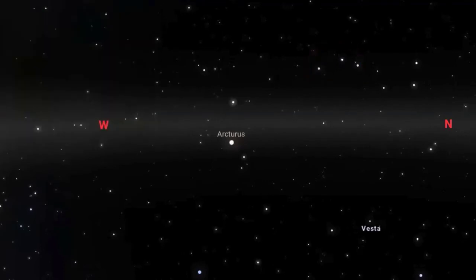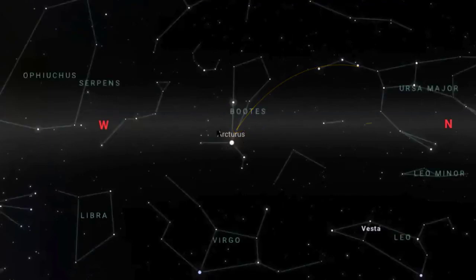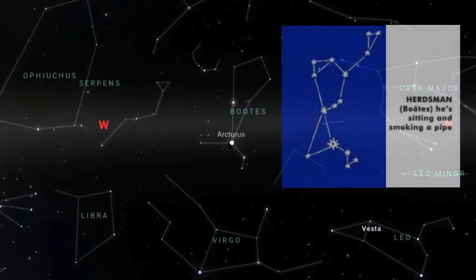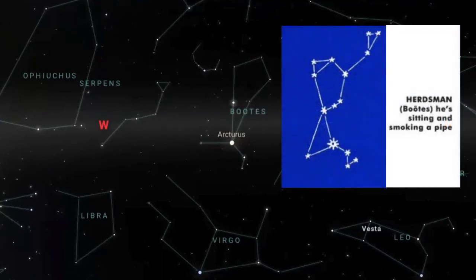If you follow that arc, it will take you to Arcturus. That's the first little memory device. Follow the arc to Arcturus. Now, what is Arcturus? Arcturus is part of Boötes. Boötes is called the Herdsman. I don't particularly like this drawing of Boötes. H.A. Rey, the guy that wrote Curious George, in his book, it actually looks like a person.